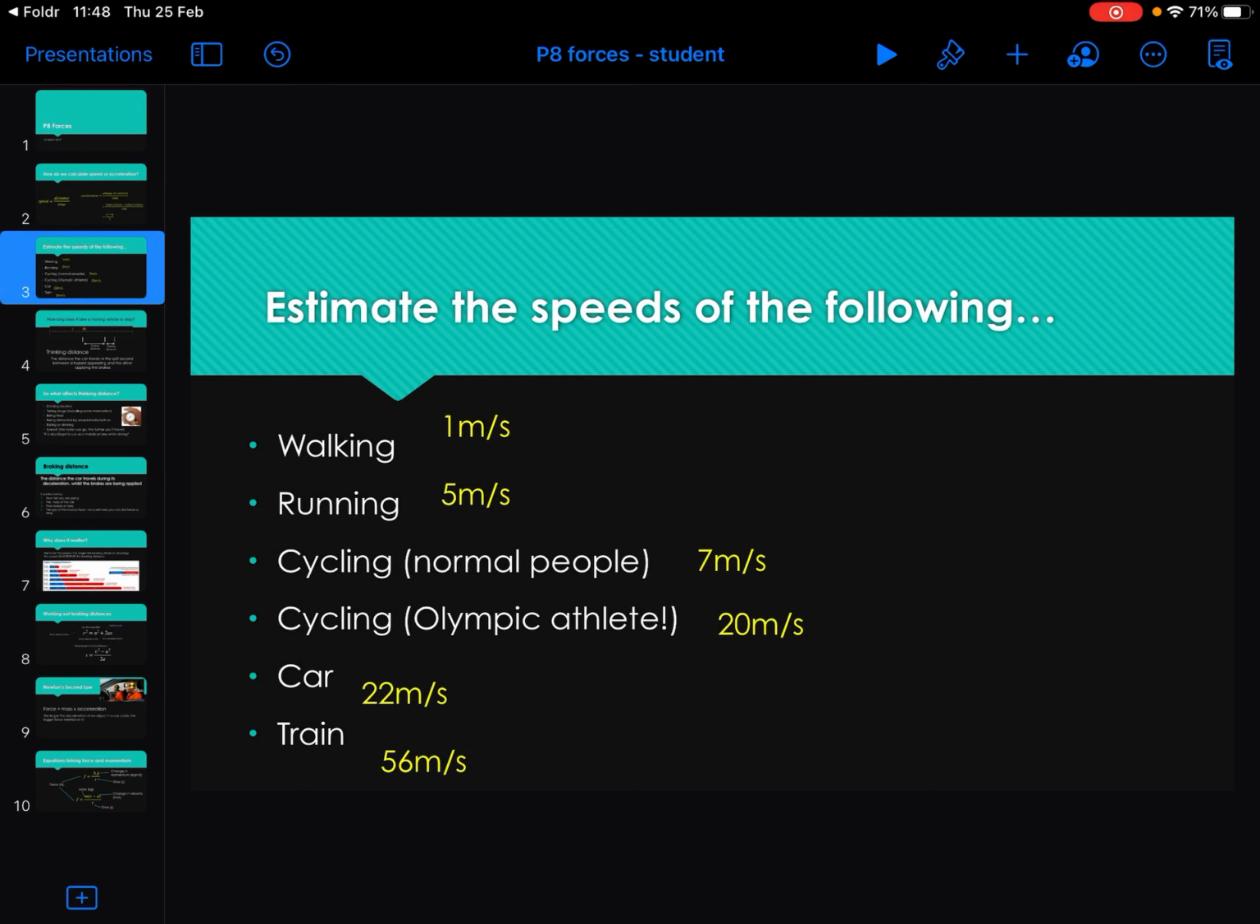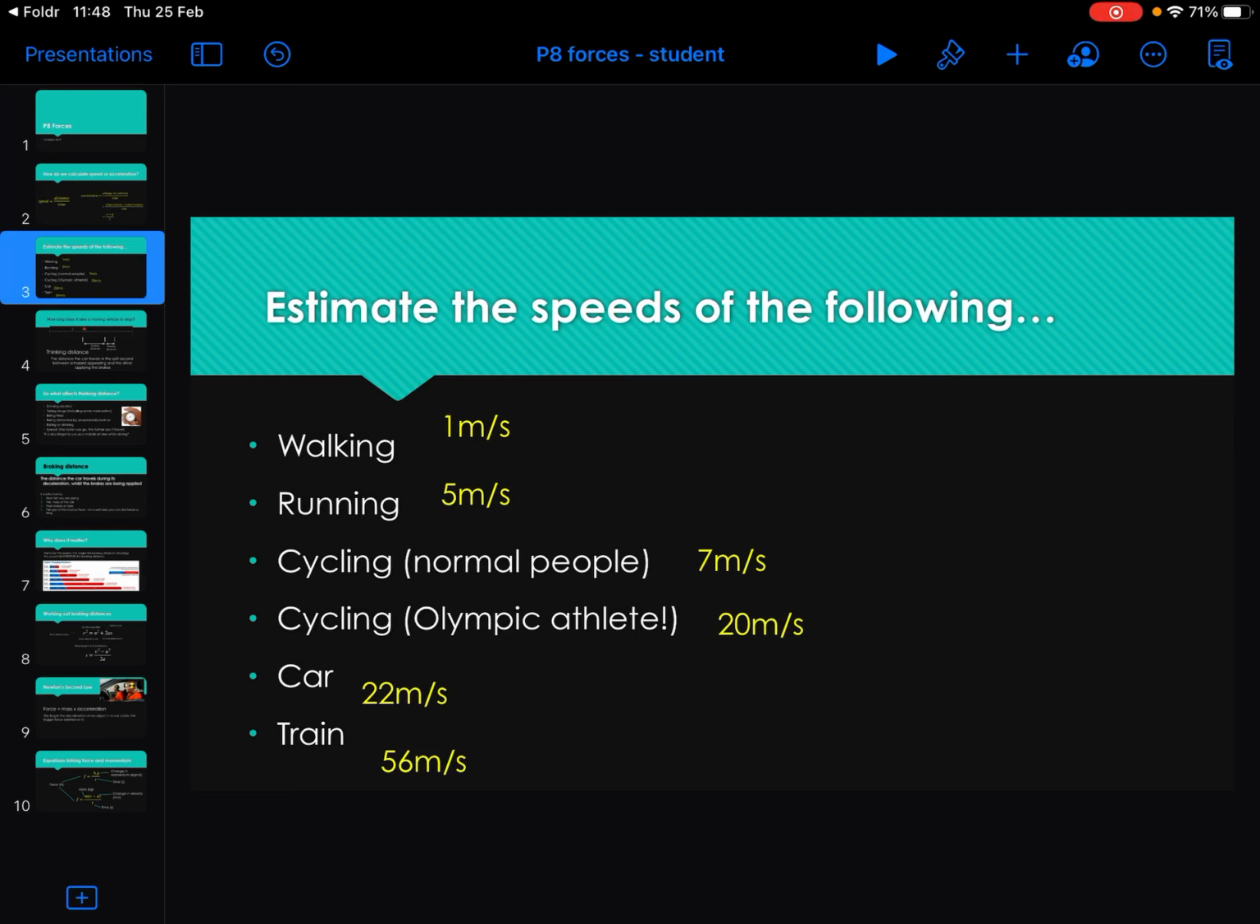Speeds of the following. Walking, roughly a metre a second. So these are speeds. If you are rubbish at estimating, I thought basically I'd just give you some. Running, about 5 metres per second. Full confession, I definitely do not run at 5 metres per second, but people are quicker than me. Cycling, normal people, about 7. Cycling, Olympic athlete, about 20 metres per second, incredibly quick.